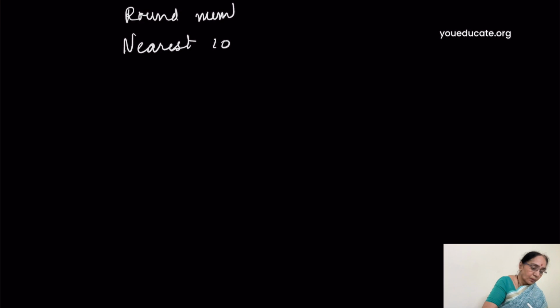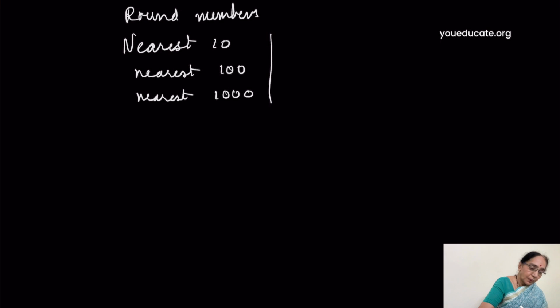Today we will see how to round off numbers, round up or round down numbers to a certain degree of accuracy. So, when you want to round a number to the nearest 10, we can round numbers to the nearest 10, or to the nearest 100, or to the nearest 1000. So you can go on like that, and you can also round numbers to 1 decimal point.